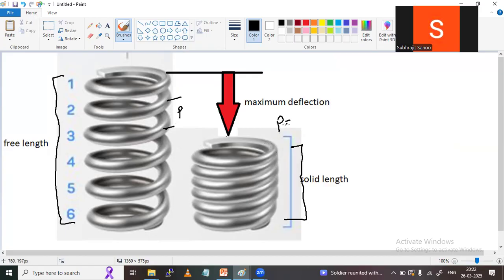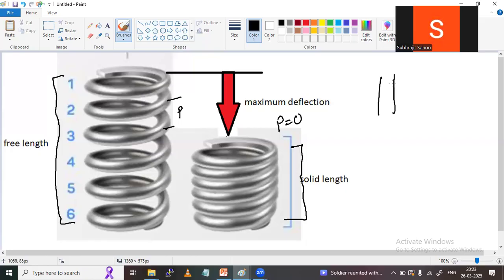approximately the pitch becomes 0, coil to coil touch. But generally it is not allowed that you apply that much load so that coil to coil touch happens. If coil to coil touch happens, then this spring will act as a shaft only. Then there is no benefit of using a spring. That means some load capacity for different types of spring is there. You cannot load beyond the limit. If you give the load beyond the limit, then the functionality of the spring will fail.